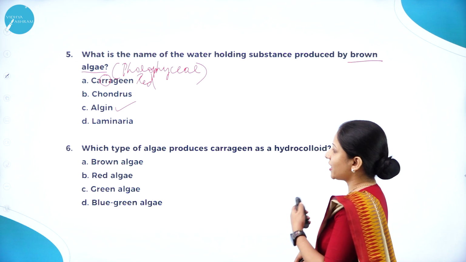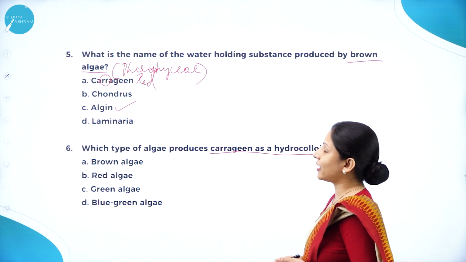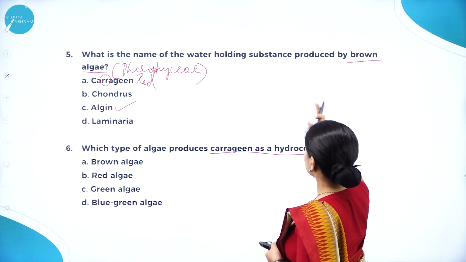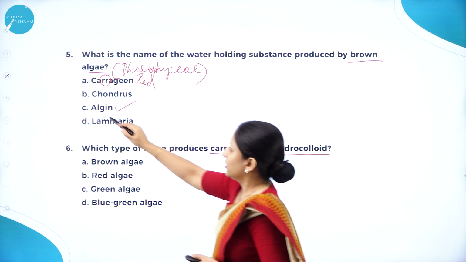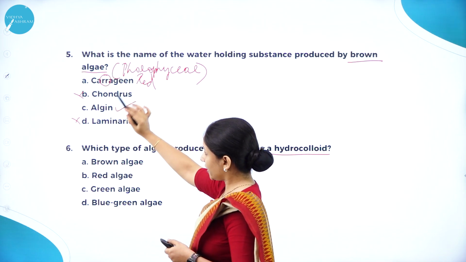Next question here: which type of algae produces carrageen as hydrocolloid? Now see how they have changed the question. There I asked what is the name of the water-holding substance produced by brown algae. Chondrus and Laminaria have nothing to do with it. The options left here are carrageen and algin.